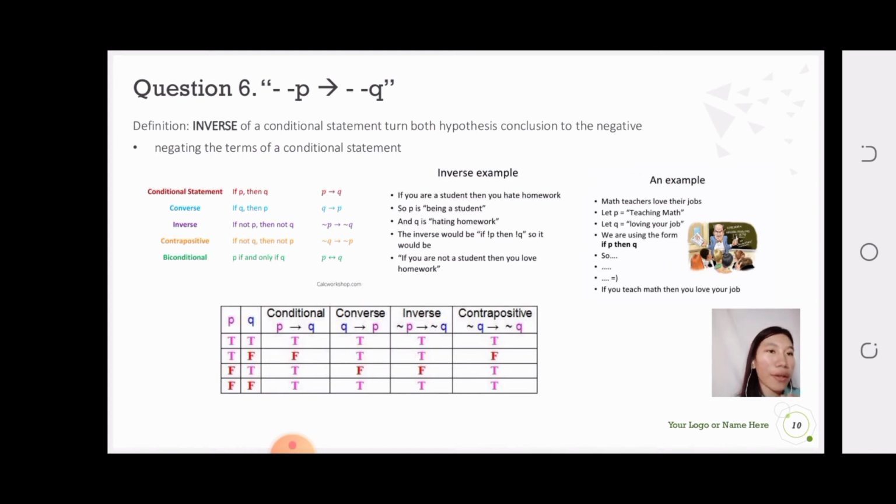And then another example: math teachers love their job. The P is teaching math, and the Q is loving your job. By using the form if P, then Q, the result is, if you teach math, then you love your job. So for this, I have a short truth table solution. Let's watch this.